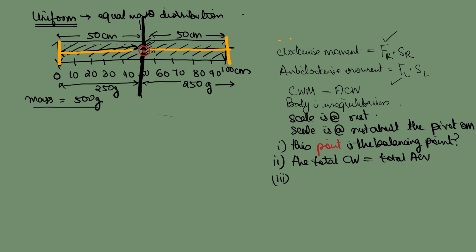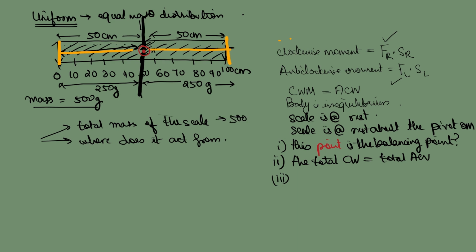So how much will be the mass and where will it act from? So what are the two questions? Total mass of the body or the mass of the scale, and where does it act from? The first answer is very simple. The total mass of the body is 500 grams. And where will it act from?